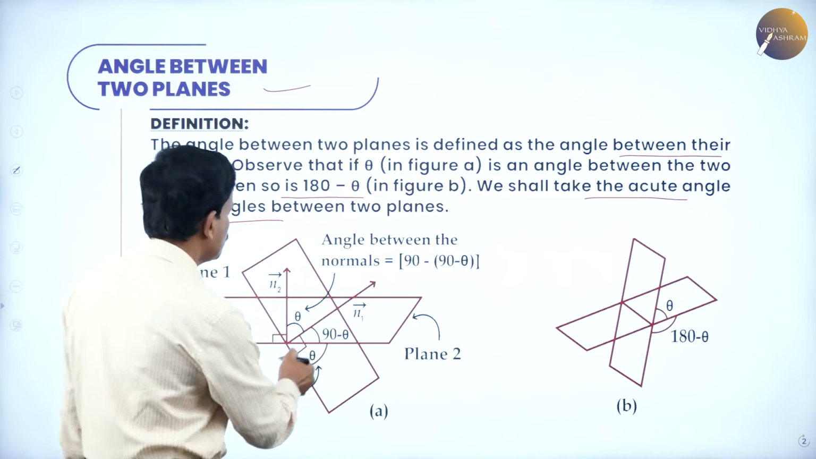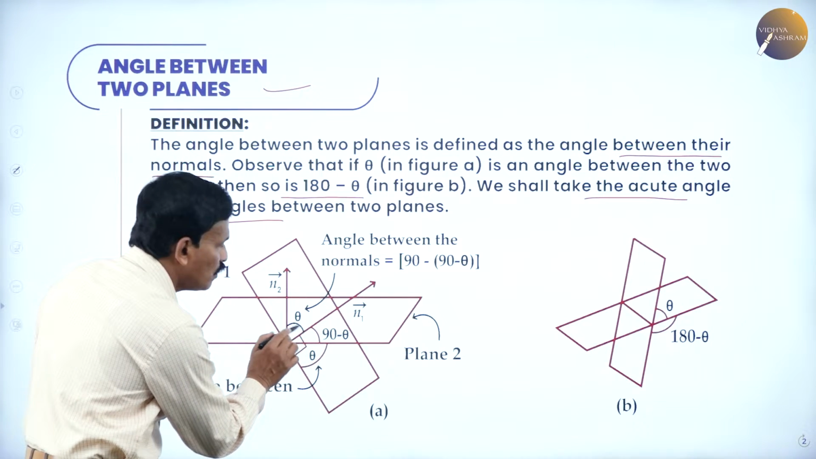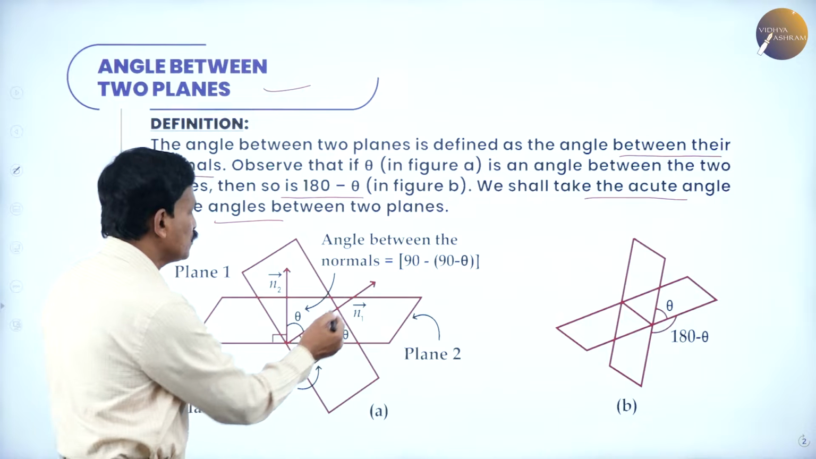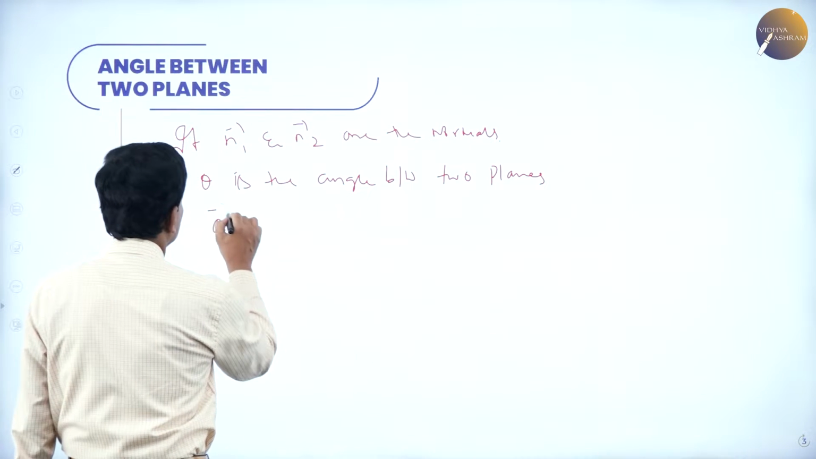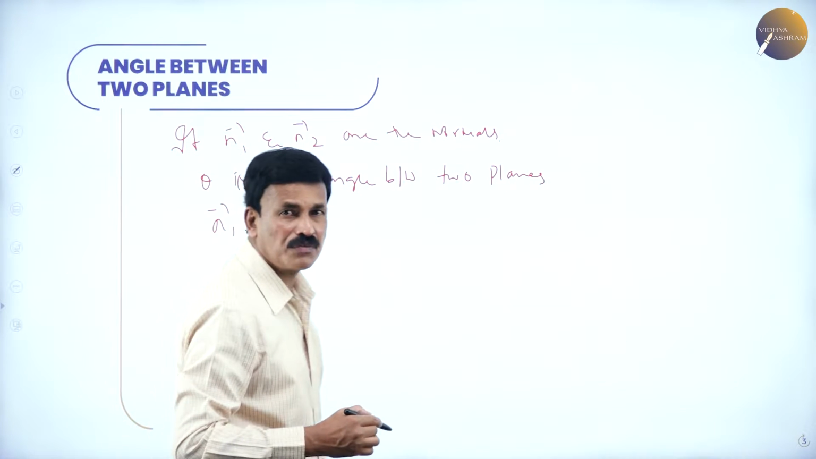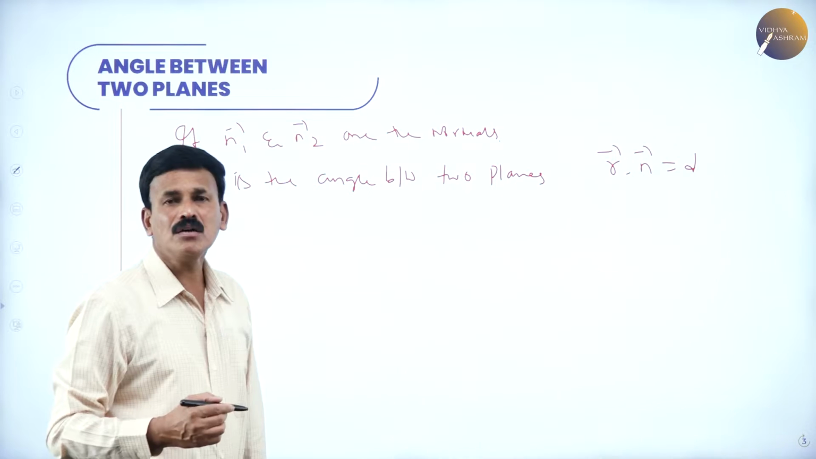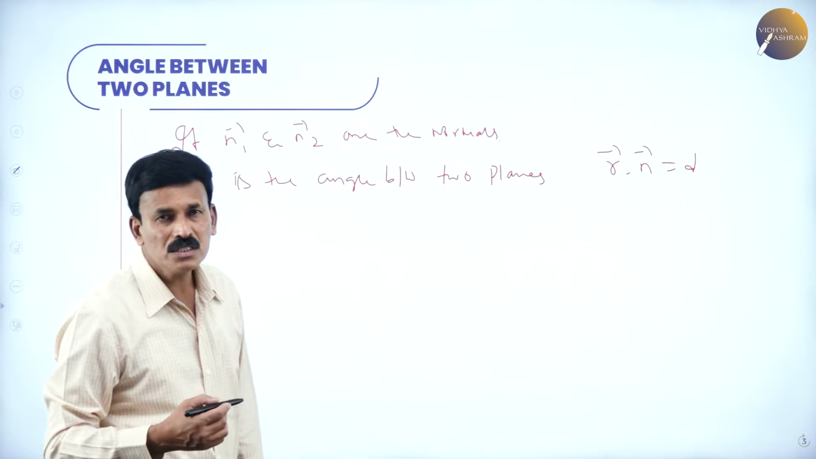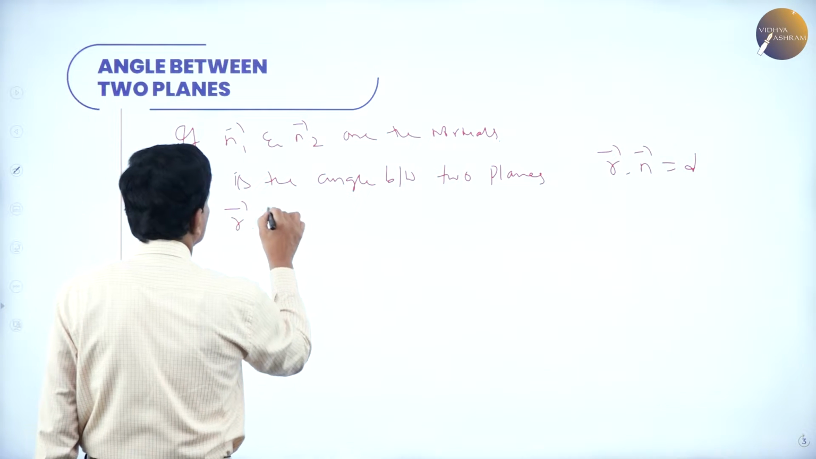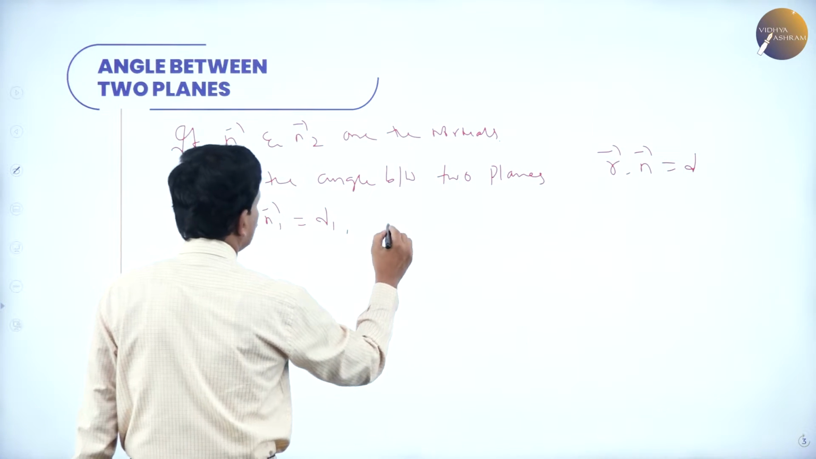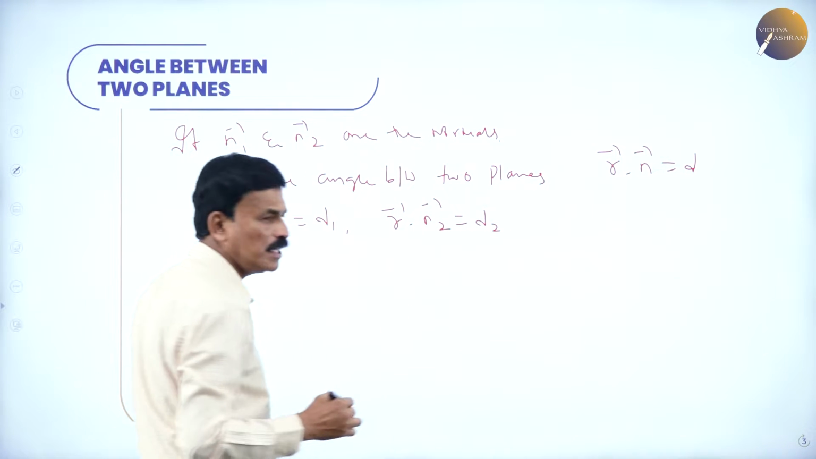See here, let us consider n1 and n2. Suppose n1 and n2 are the normals, and theta is the angle of intersection between these two normals. Since we know the equation of the plane in the normal form is vector r dot n is equal to d, now let us consider the vector equations of the two planes. Let r dot n1 is equal to d1 and r dot n2 is equal to d2 be the vector equations for plane 1 and 2.